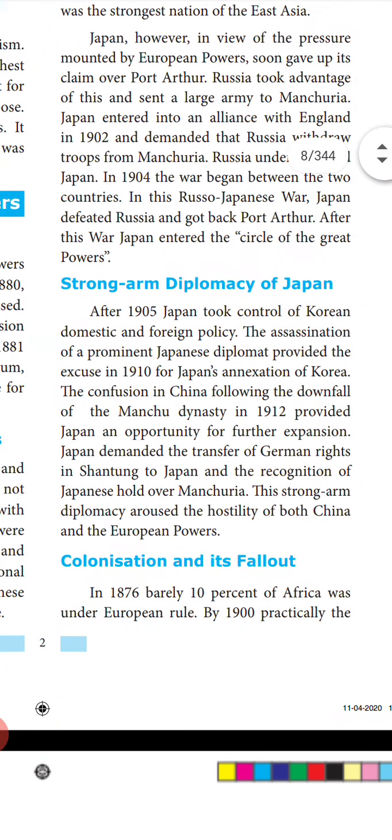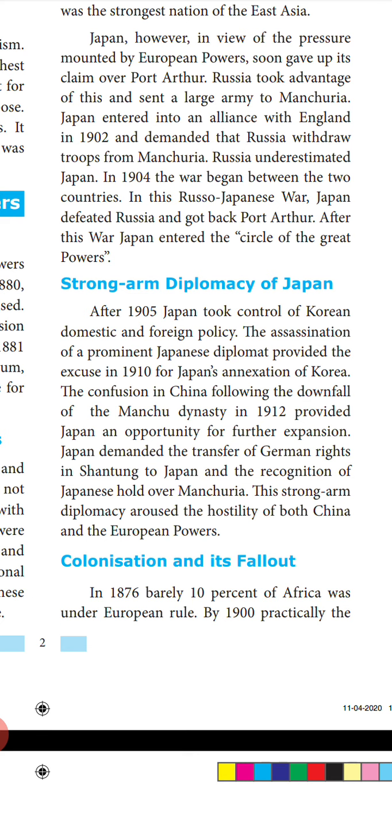Strong-armed diplomacy of Japan. After 1905, Japan took control of Korean domestic and foreign policy. The assassination, what do you mean by assassination? The killing of a prominent Japanese diplomat, a Japanese leader, provided the excuse in 1910 for Japan's annexation of Korea. The confusion in China following the downfall of the Manchu dynasty in 1912 provided Japan an opportunity for further expansion. So many opportunities allowed Japan to expand its territory. Among the Asian countries, Japan alone became a great, powerful country.